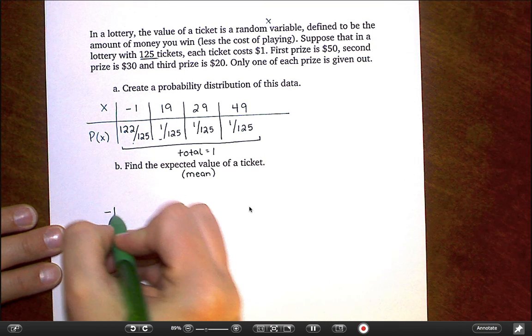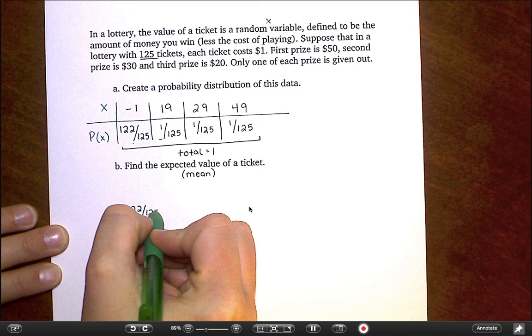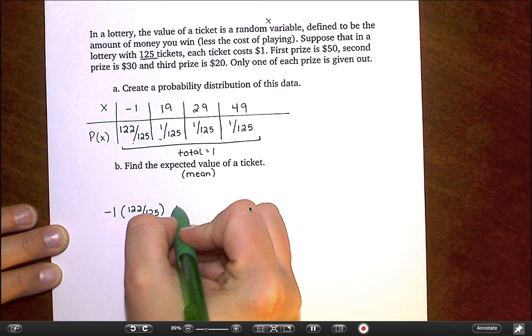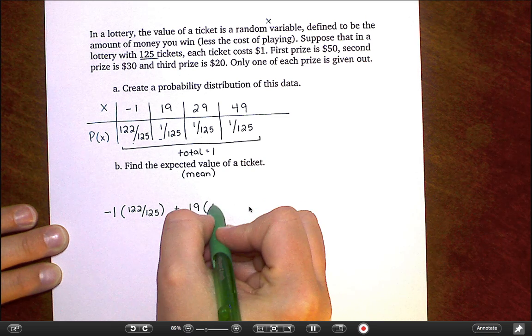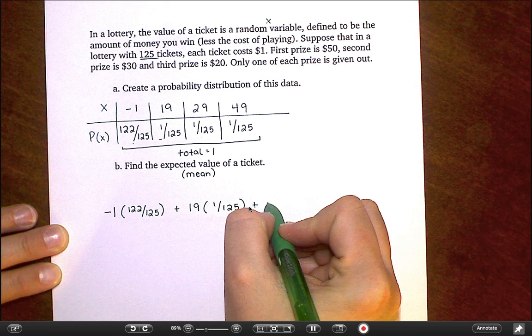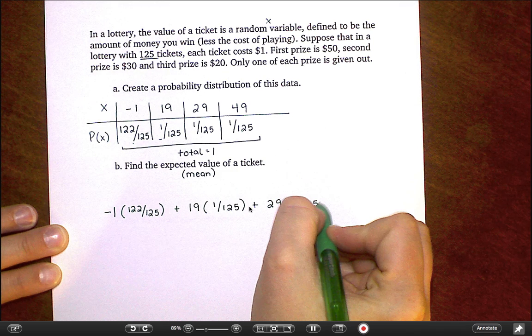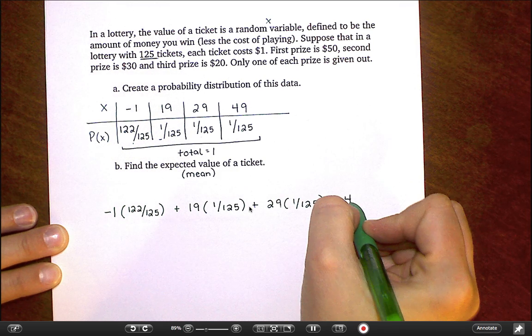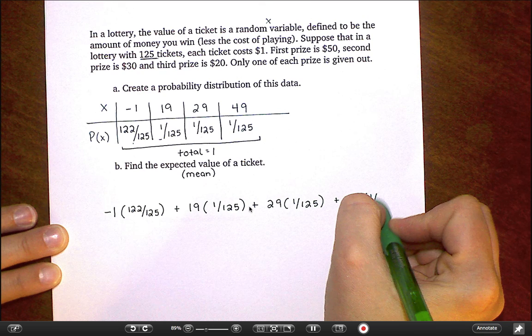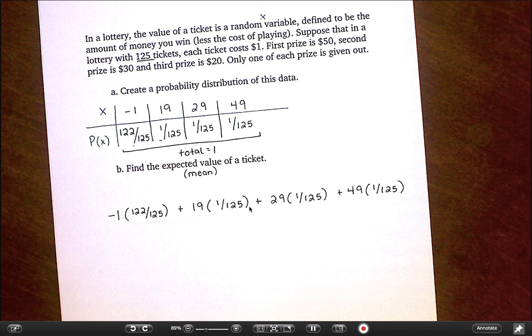I'm going to do -1 times 122 out of 125, okay, plus 19 times 1 out of 125, plus 29, 1 out of 125, and 49 times 1 out of 125. And so what this is telling me is, in general, on average, what do I expect to happen here? Okay, what kind of value do I expect to get from this ticket?